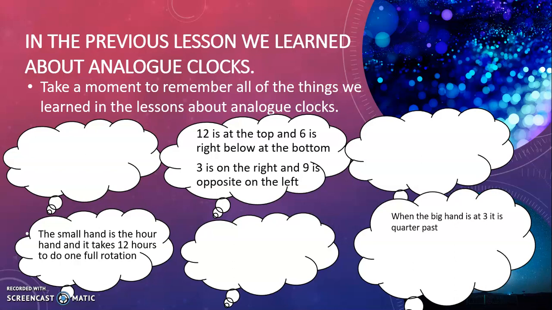When the big hand is at 3, it is a quarter past the hour. When the big hand is at 9, it is a quarter to the hour. And when the big hand is at 6, it is half past the hour.